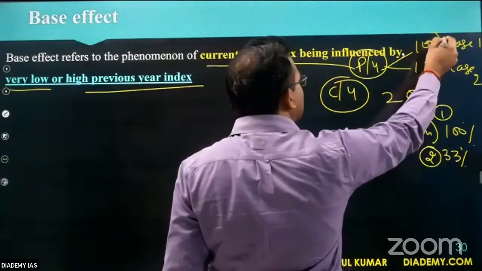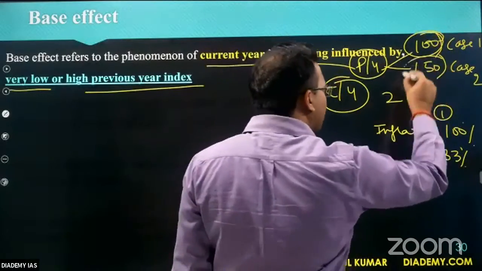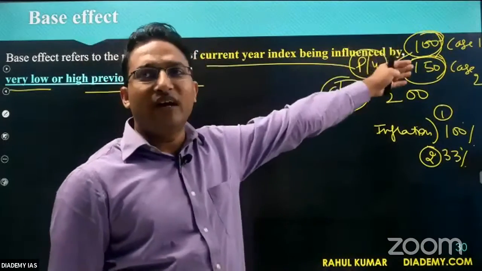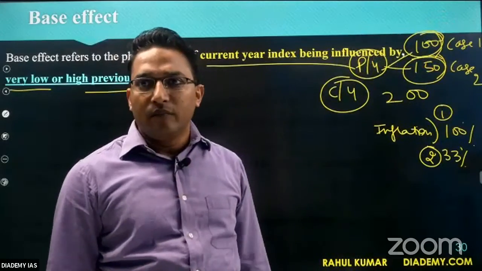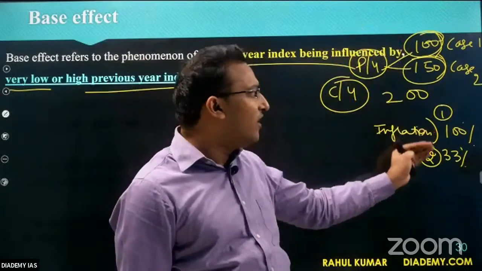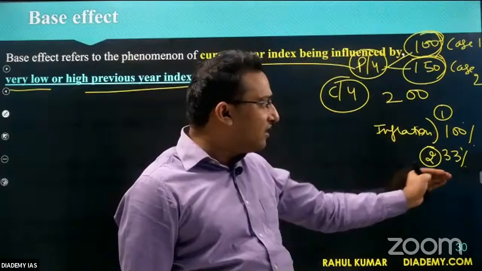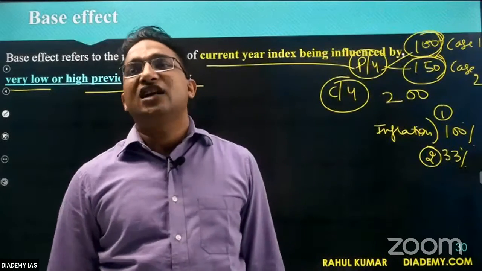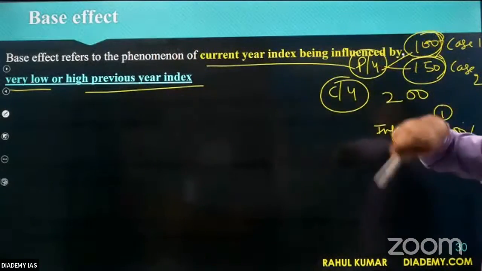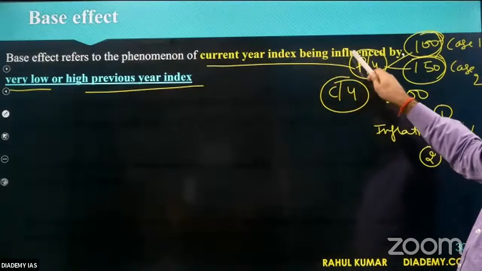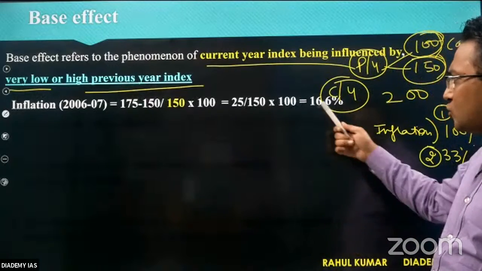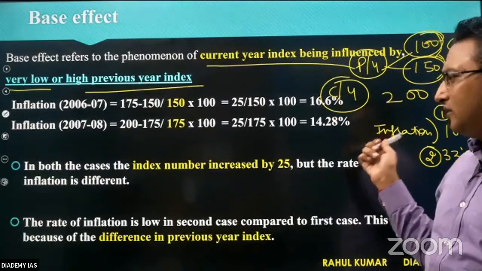In one case the base is very low, 100, and in the second case the base is high, that is 150. So because of the impact of the previous year, when the base is very low, the inflation rate comes to be very high, and when the base is very high, the inflation rate comes to be very low. So this is called base effect. इसको हम बोलते हैं base effect. Is it clear everyone? So base effect refers to the phenomenon of the current year index being influenced by the very low or very high previous year index. ठीक है? So the example I have already given to you. ठीक है? This is one more example you can see.